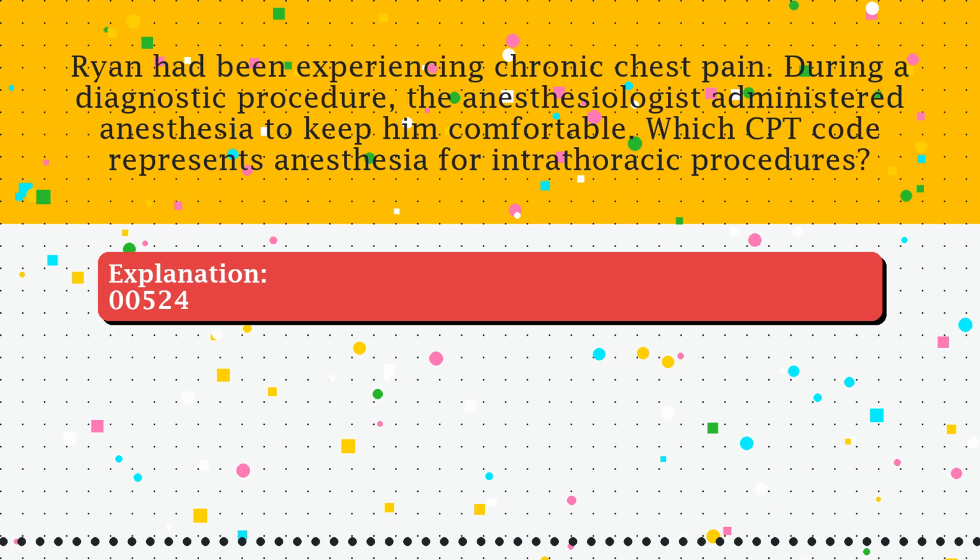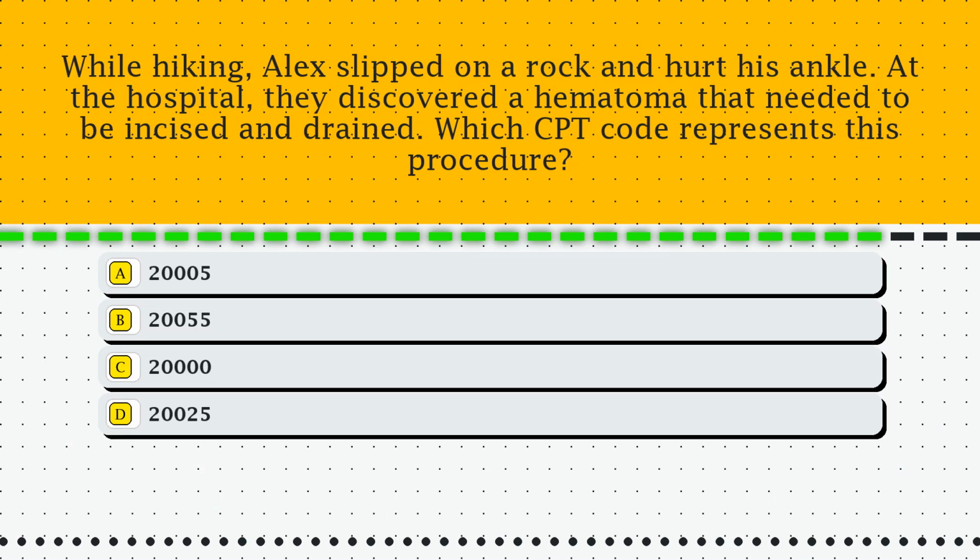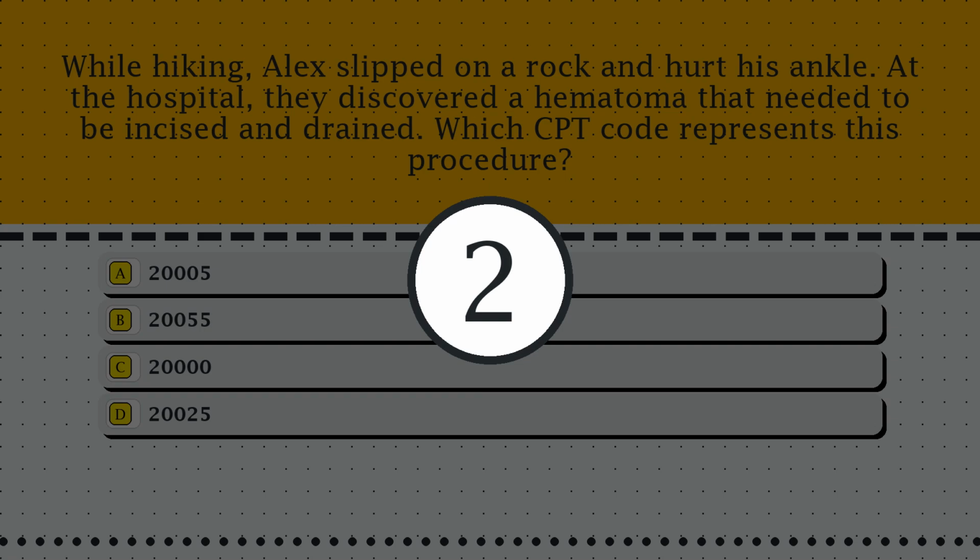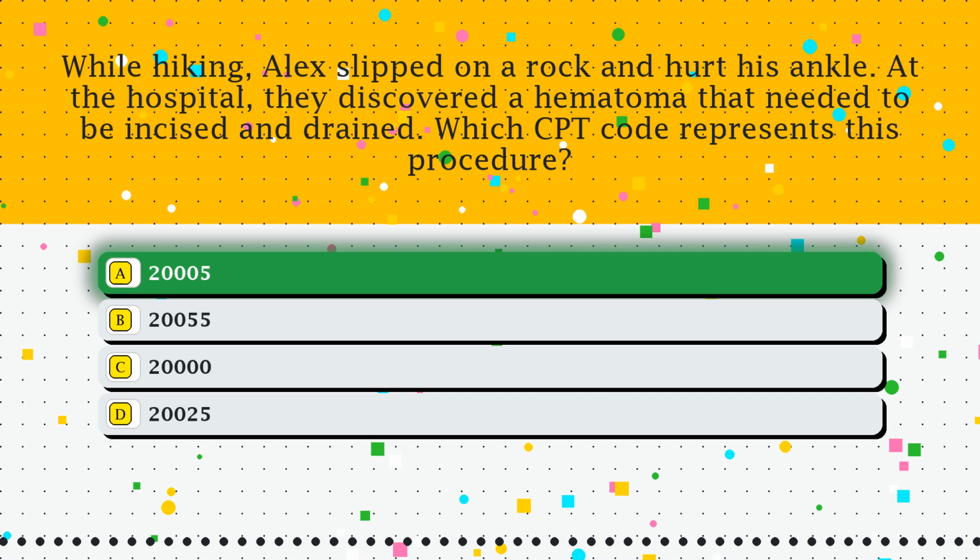Question 228. While hiking, Alex slipped on a rock and hurt his ankle. At the hospital, they discovered a hematoma that needed to be incised and drained. Which CPT code represents this procedure? Option A, 20005. Option B, 20055. Option C, 20000. Option D, 20025. The correct answer is option A, 20005.